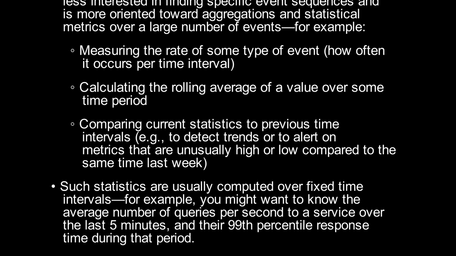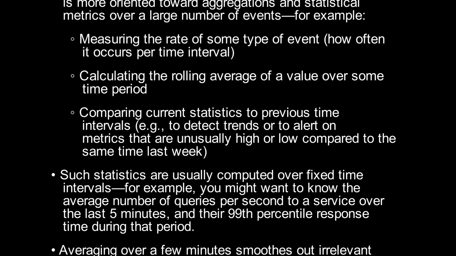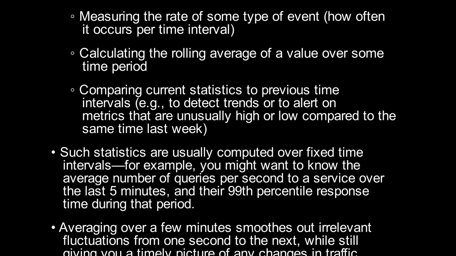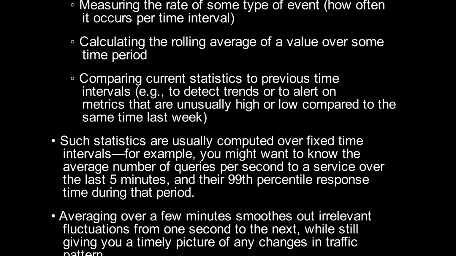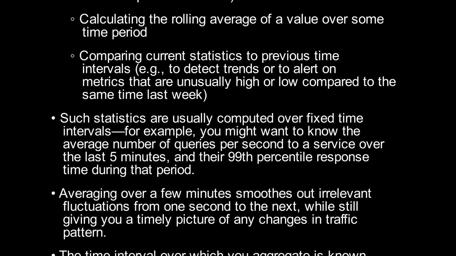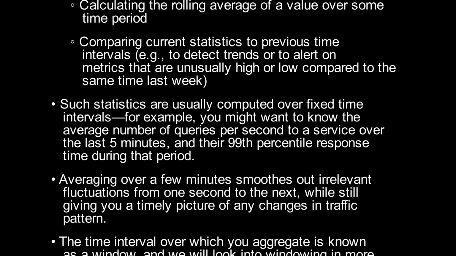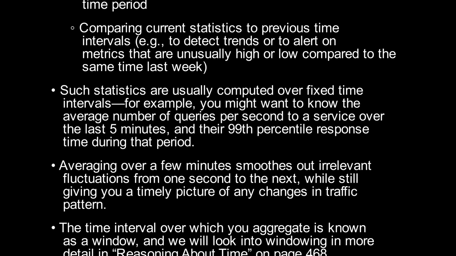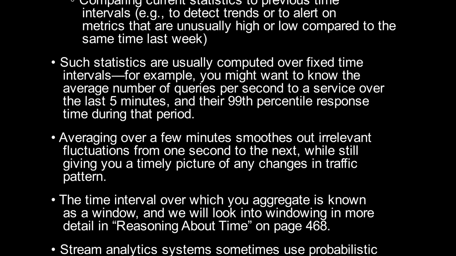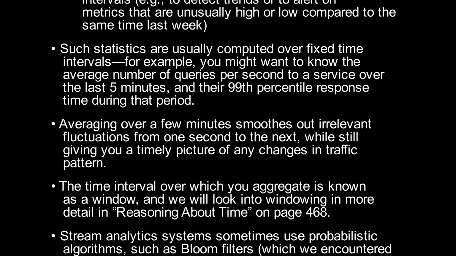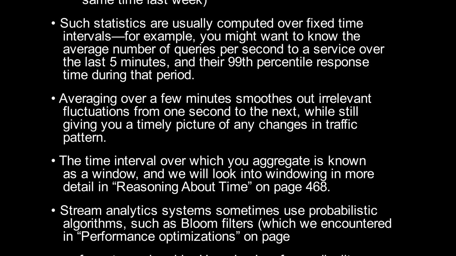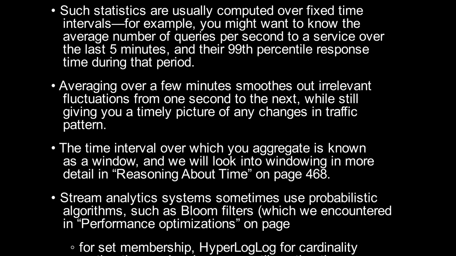Such statistics are usually computed over fixed time intervals. For example, you might want to know the average number of queries per second to a service over the last 5 minutes, and their 99th percentile response time during that period. Averaging over a few minutes smooths out irrelevant fluctuations from 1 second to the next, while still giving you a timely picture of any changes in traffic pattern. The time interval over which you aggregate is known as a window, and we will look into windowing in more detail in Reasoning About Time on page 468.